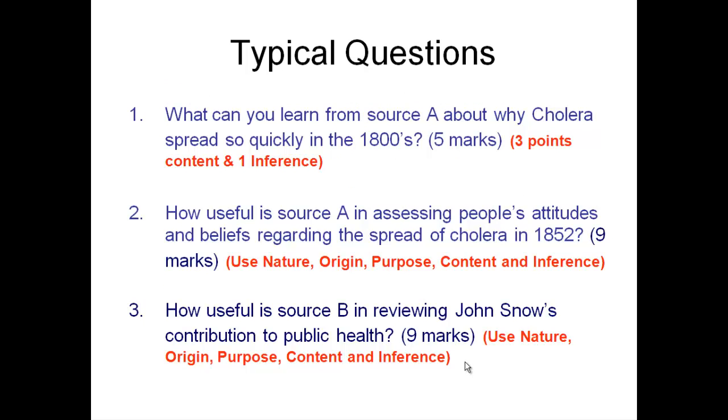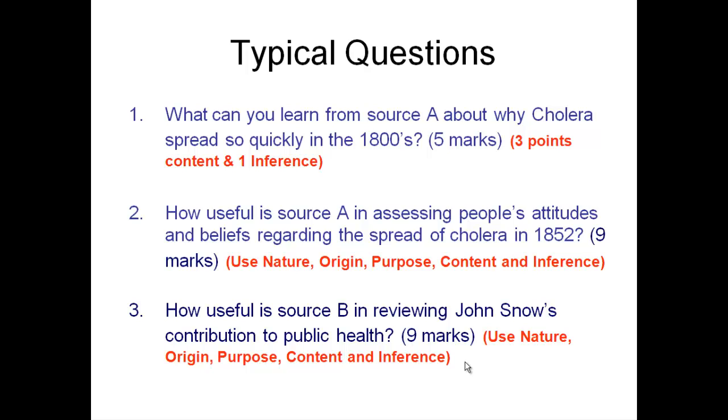So, typical questions. What can you learn from source A about why cholera spread so quickly in the 1800s? 5 marks, so you need to write 3 points about content and perhaps 1 or 2 good things about what it suggests, not what you are suggesting from the source, but what the source itself suggests.